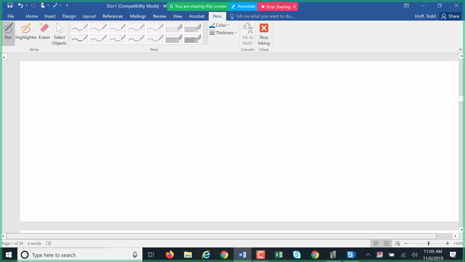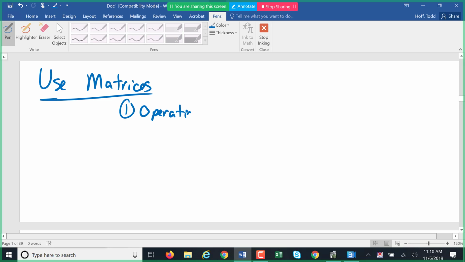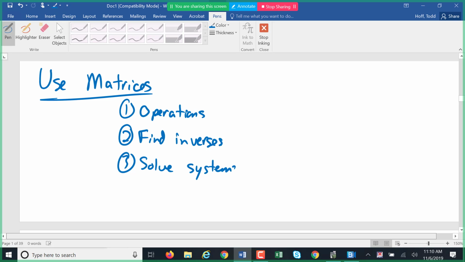You are going to need to be able to use matrices to do basic matrix operations, to find inverses like we did today, and to solve systems of equations. You can use either the Gaussian elimination with back substitution, or you can use the Gauss-Jordan elimination.